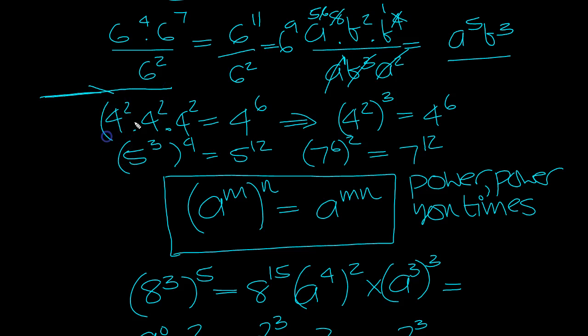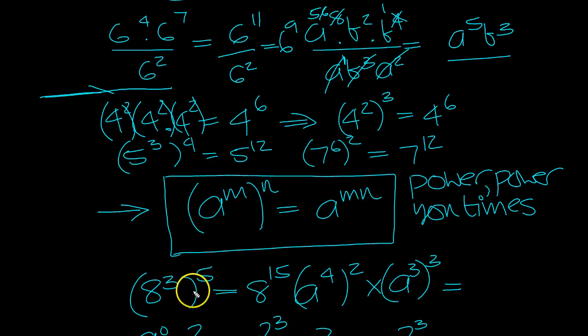Now we look at 4 squared times 4 squared times 4 squared. You end up with 2 plus 2 plus 2 is 6. But 4 squared times itself 3 times is just 4 squared cubed, isn't it? So we could abbreviate that as this. And we get 4 to the 6. So can you see that power, 2 3's are 6. Power, you times. So that's the rule. When you have power, you times the two together.